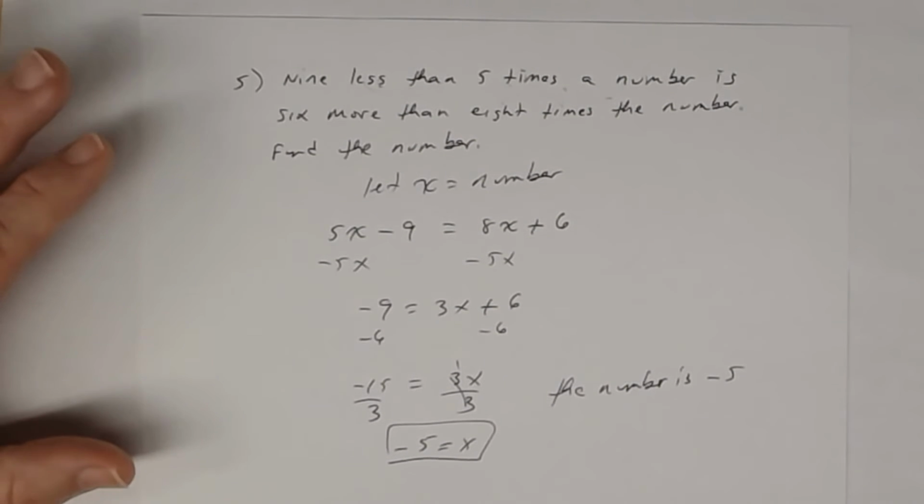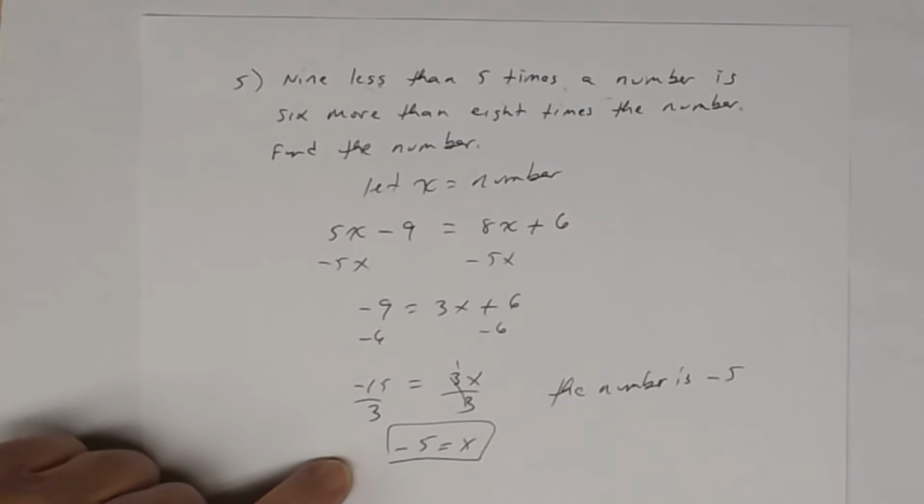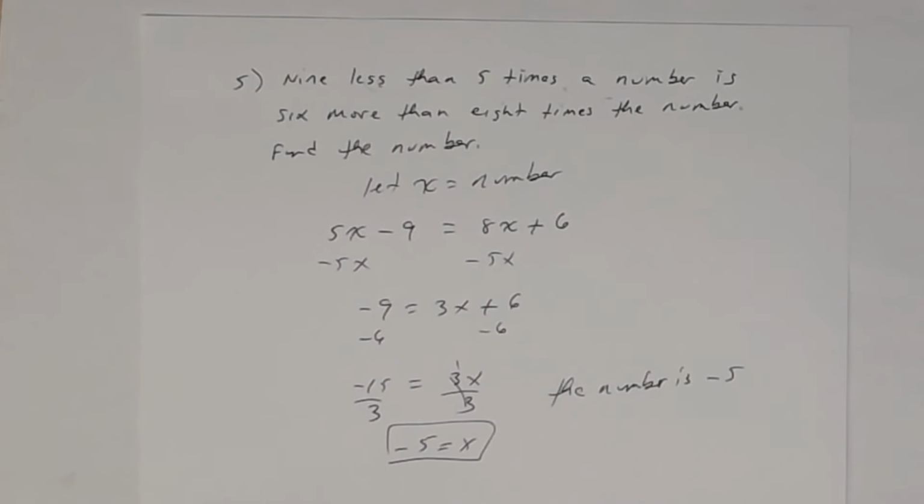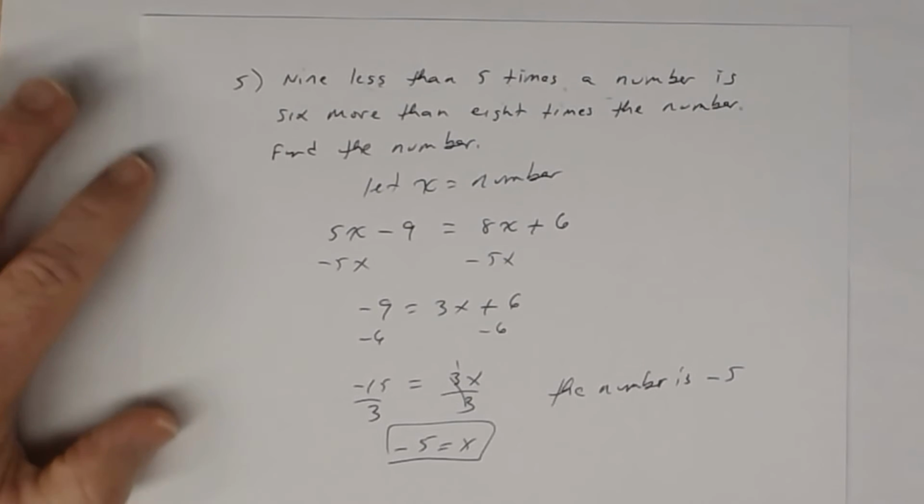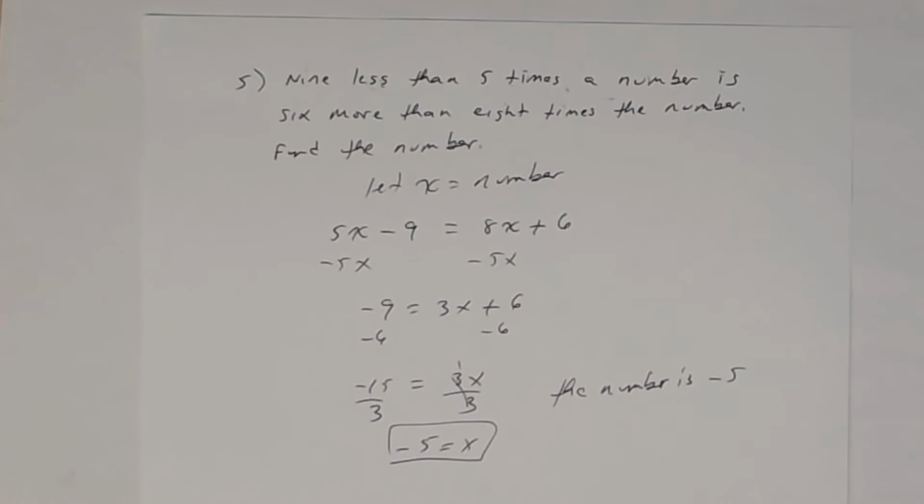Now I just want to go on and say this. All of our numbers have been integers, but when we say number, we really mean any type of number, okay? It could be fractions as well. So just keep that in mind, but so far ours have been integers. Okay, so that's number 5. Let's go ahead and look at number 6.